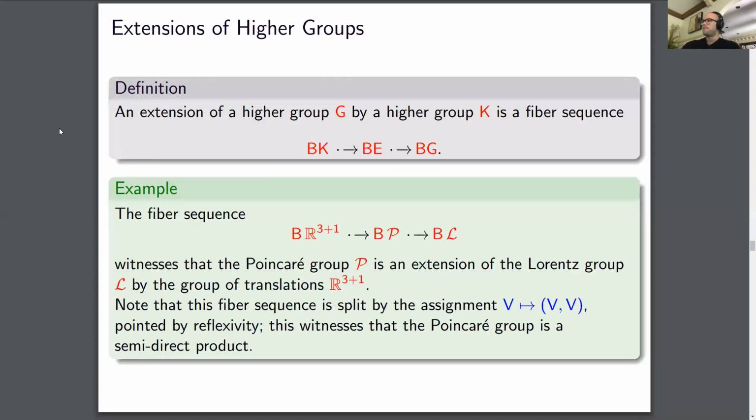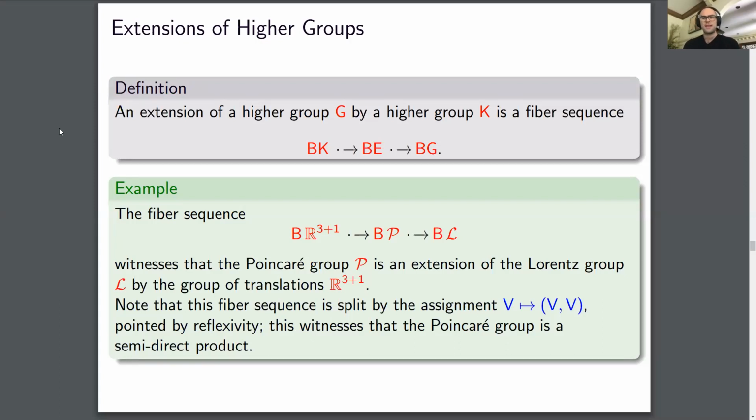And so we'll take this as our general definition of a higher group extension. It's going to be a fiber sequence like so. And you can show that if G and K are one groups, then this is equivalent to the usual definition of fiber sequence, of exact sequence of groups, or extension of groups.